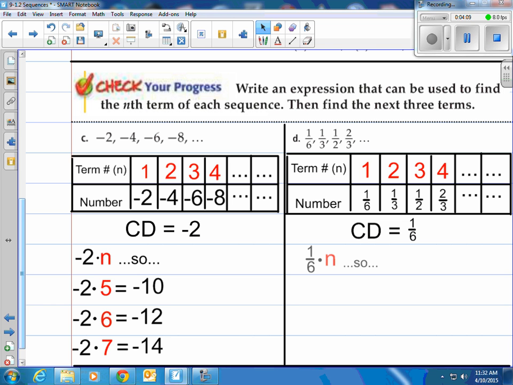So what we would do is take 1/6 times the term number to get to the next one. And when you do that, here are the next 3. You got 5/6, 1, and then 1 and 1/6, which is also 7/6.